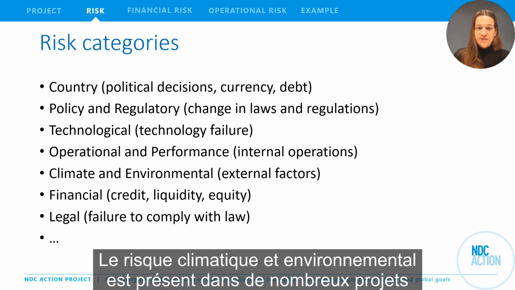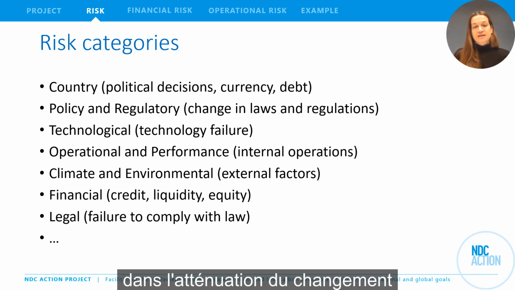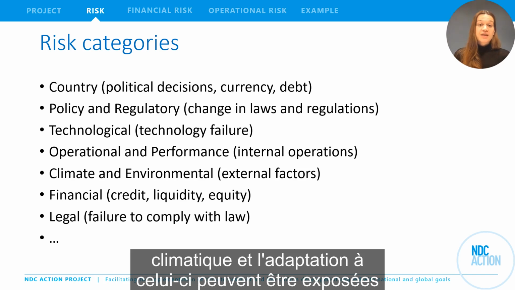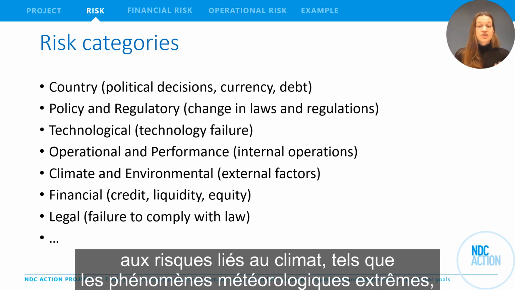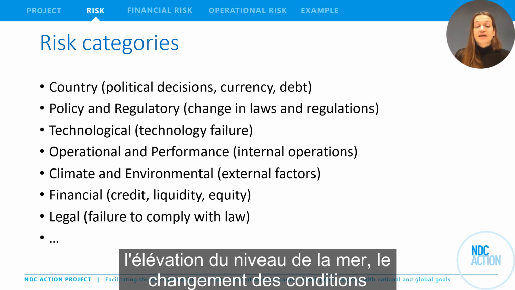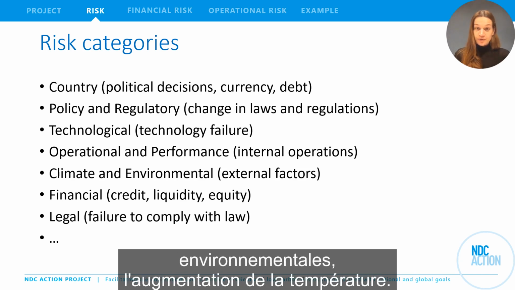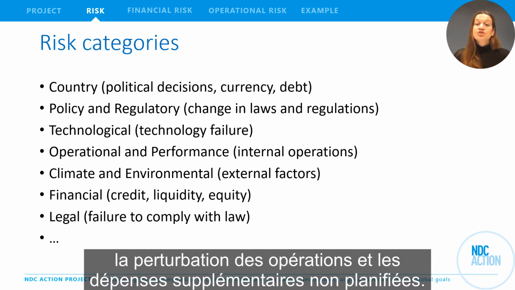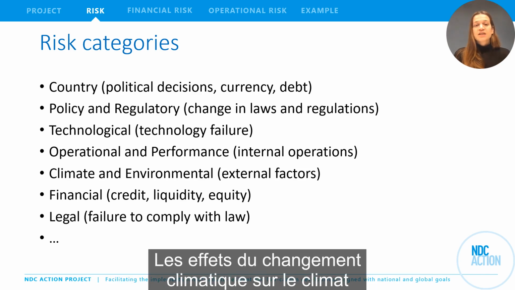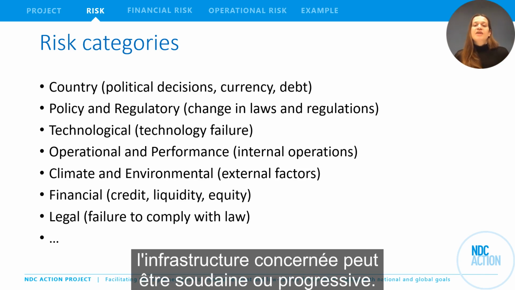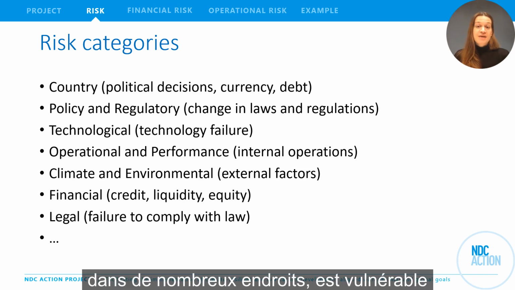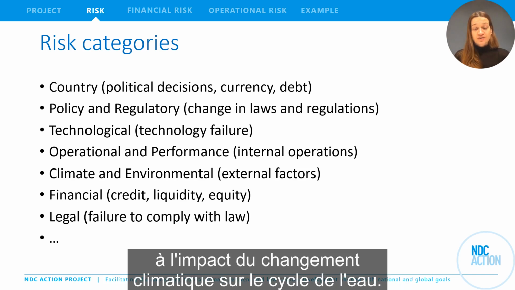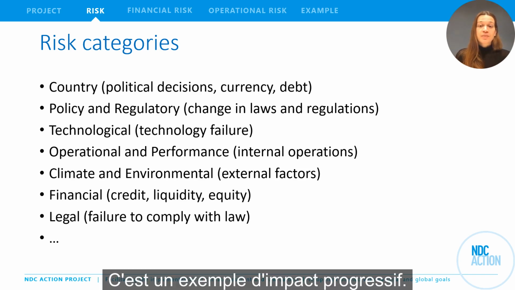There's climate environmental risk. Many projects in climate change mitigation and adaptation can themselves be exposed to climate-related risks, such as extreme weather events, sea level rise, changing environmental conditions, and temperature rise. These risks can damage project infrastructure, disrupt operations, and lead to additional unplanned expenses. The impacts of climate change on climate-relevant infrastructure can be sudden or it can be gradual. Hydropower, for example, in many locations is vulnerable to climate change impact on the water cycle. This is an example of a gradual impact.